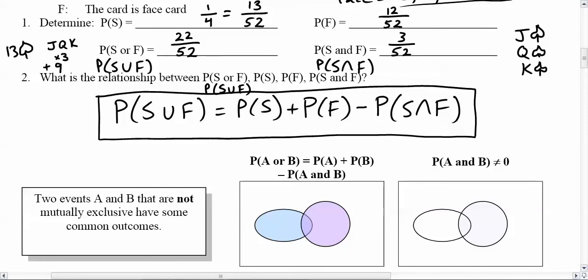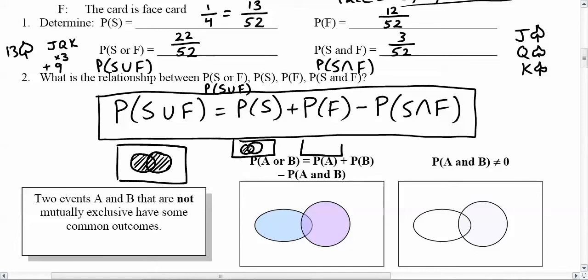Okay, so remember that on a Venn diagram, P of S or F means this area here. So in order to find that area, we're going to add P of S and P of F. But when we do that, we've counted the middle part 2 times. So that's why we're going to minus just the middle part.